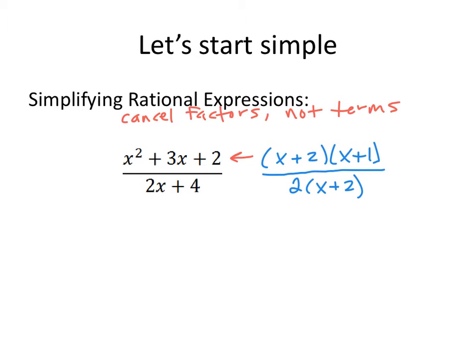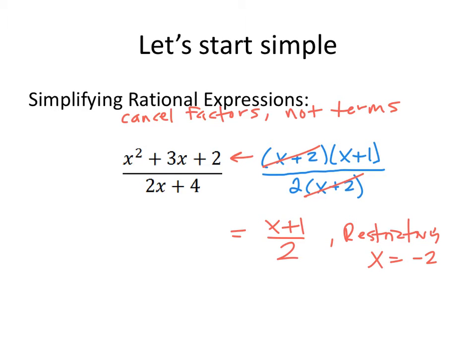Now the idea here is that we're just canceling the factors. And so we see that we have an x plus 2 and an x plus 2. Those cancel out. Our simplified expression is x plus 1 over 2, where we had restrictions that x could not equal negative 2. So we always still look for those restrictions whenever we can. So the idea here is that we're just simplifying these rational expressions and still using that factoring.